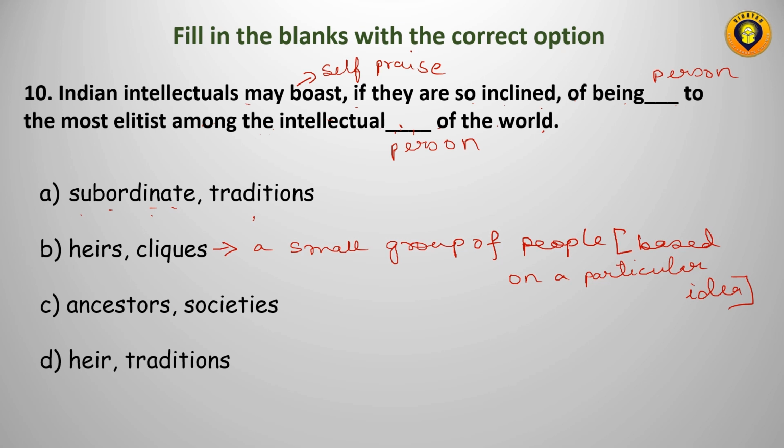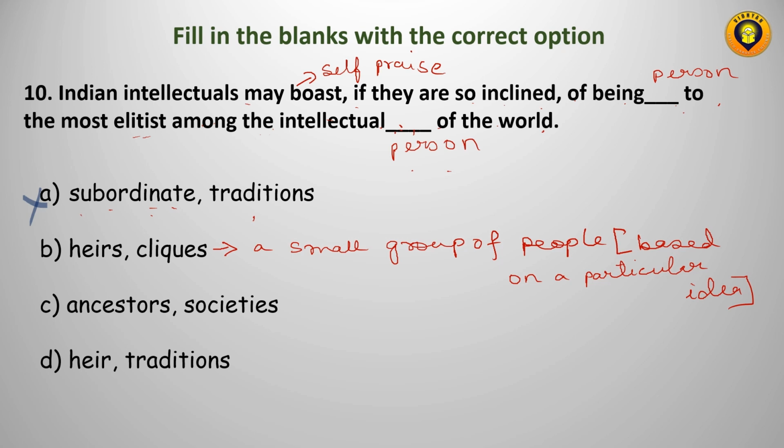They are so inclined of being dash to the most elitist. Elite means classy people. When we say classy people, it's a class of people who have rich taste in everything. They are very high thinking, and they're not at all backward. They are very advanced in thinking and taste. They're very fussy about many things. So we say that they're very elite. This class is very elite, or very classy. Okay. So we will eliminate this.